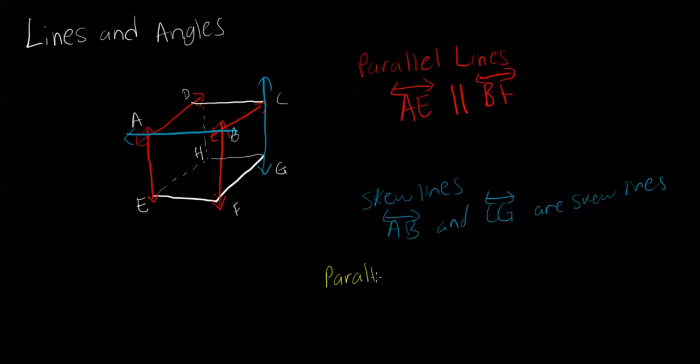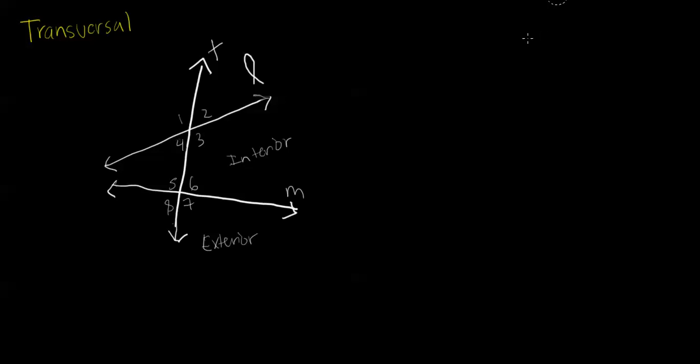Now the next concept is parallel planes. Parallel planes are planes that do not intersect. So for example, plane ABCD is parallel to plane EFGH. Now we're going to look at another concept. Here we have transversal line.